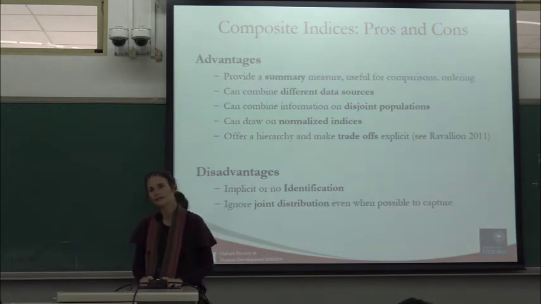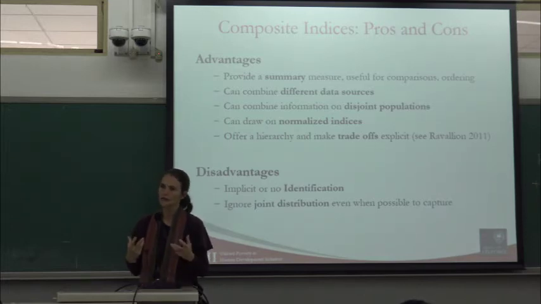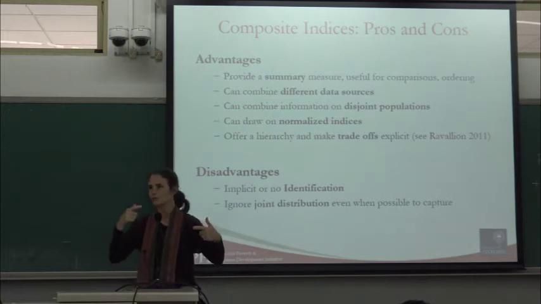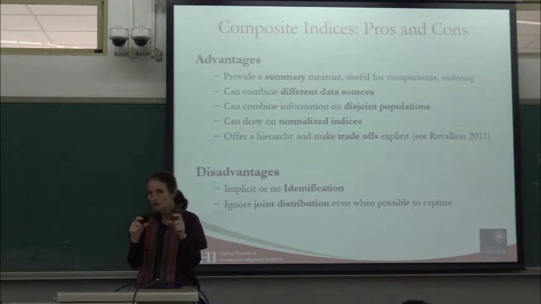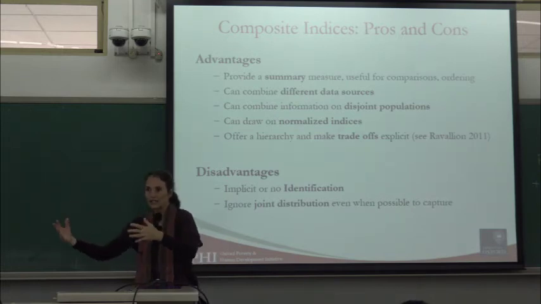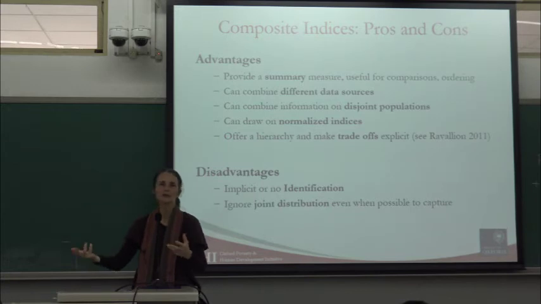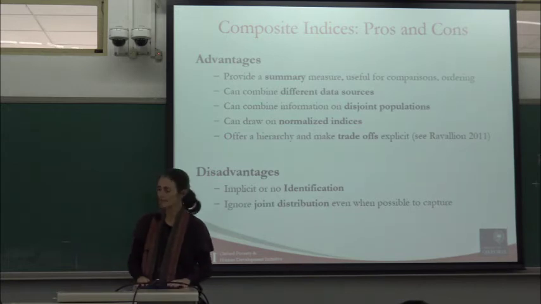A third disadvantage is that sometimes they are difficult to interpret. The human poverty index perhaps less so, but some, for example, like a social progress index where there's various stages of normalization and aggregation, it's really quite difficult to understand how the raw data from different years and different surveys come into the overall index.